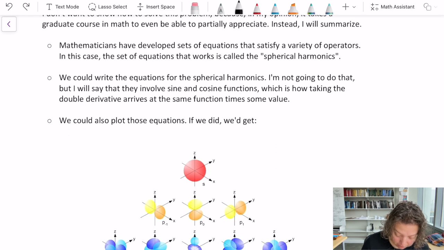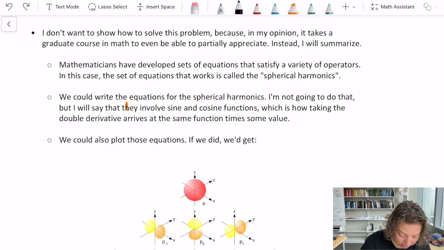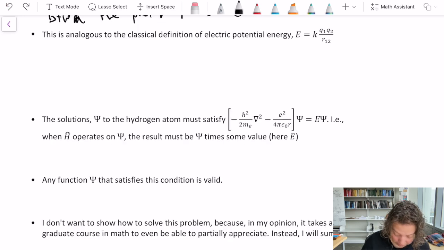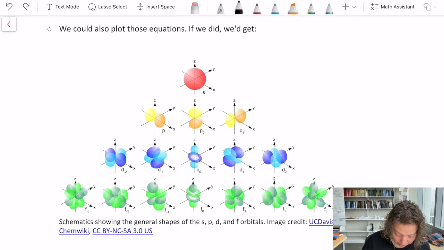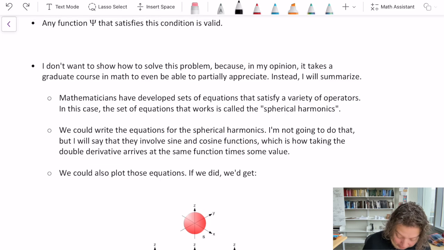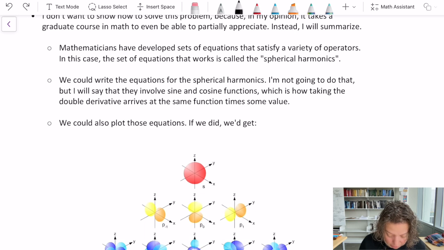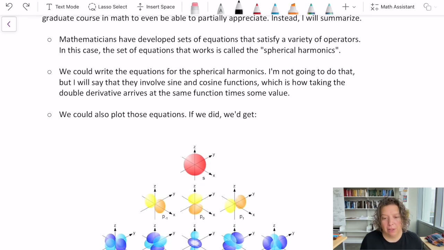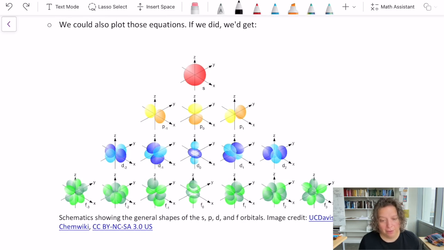How it works is that they involve sine and cosine functions. The reason they involve sine and cosine functions is that if you take the second derivative of a sine or cosine function, you recover the sine or cosine function. So that fits within the Schrödinger equation. We could write down the spherical harmonic equations. I don't even want to do that. We could plot them. I've done that before. It's kind of fun, so if you like that sort of thing, I encourage you to do it.